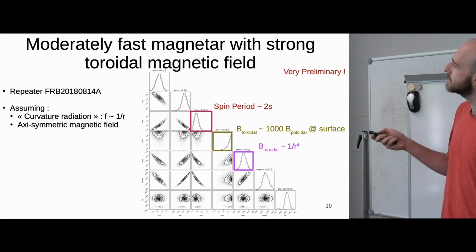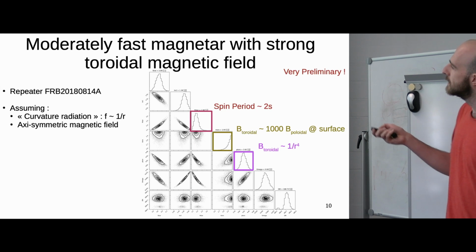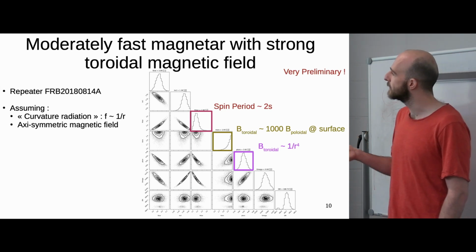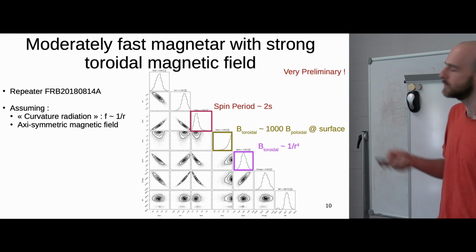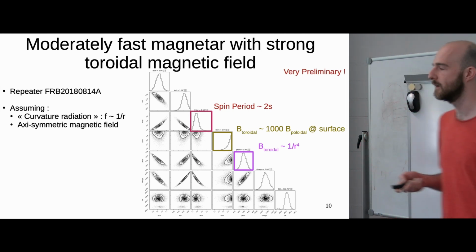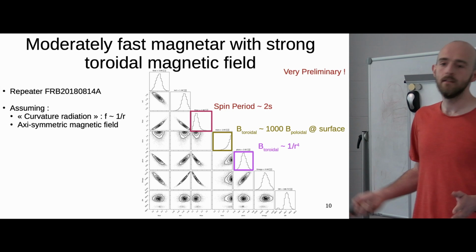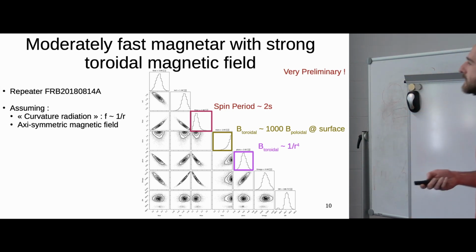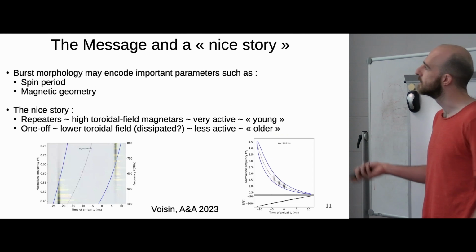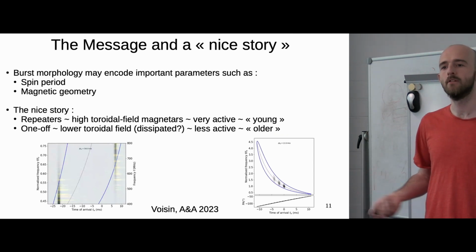And what you get is, for the same repeater I showed just before, in this case, a spin period of about 2 seconds and a very strong toroidal field at the surface that decays as 1 over R^4. That's basically the kind of result we can get. Again, I don't remember these numbers too well because they may change. This is very preliminary. So the last message is, okay, burst morphology may encode a lot of interesting things.